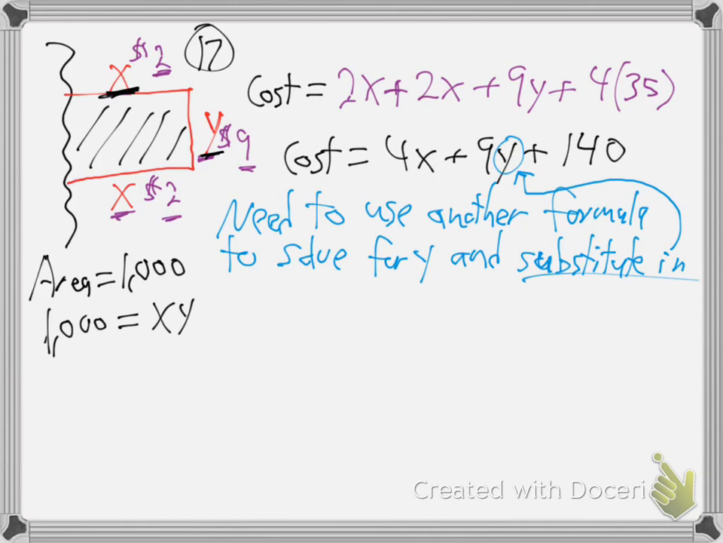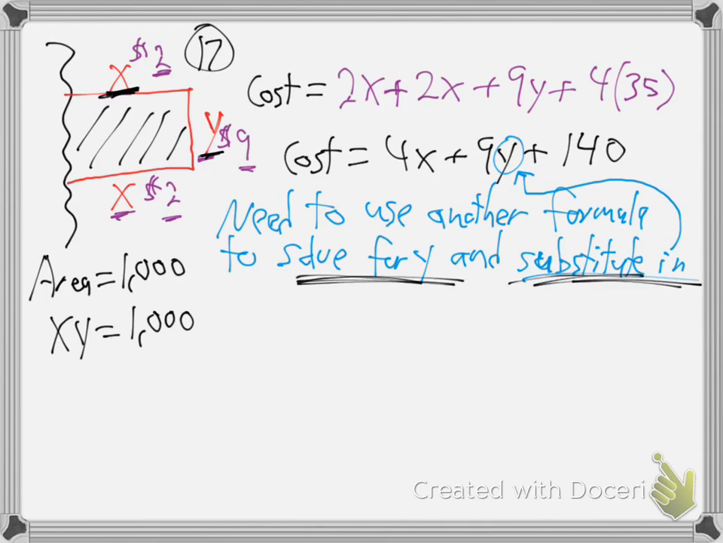Is that good? Because the area, x times y, is 1,000. I don't know, is that confusing the way I wrote it? Kind of funny. So the area, x times y, is 1,000. So now why am I doing that? What am I going to do with that? I'm going to solve for y and substitute in.